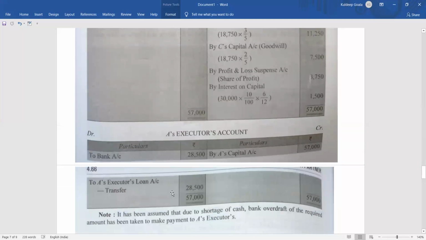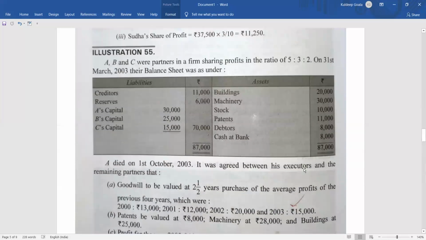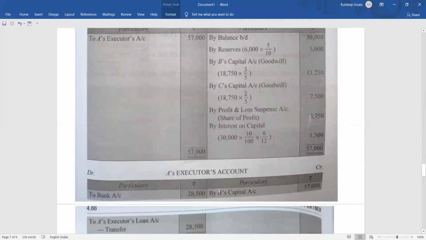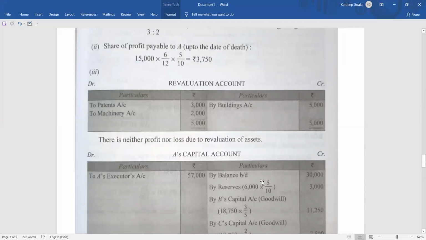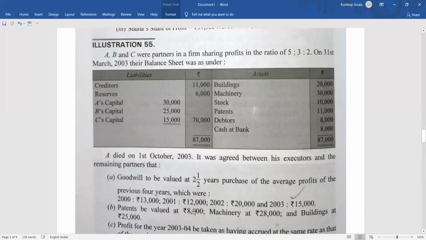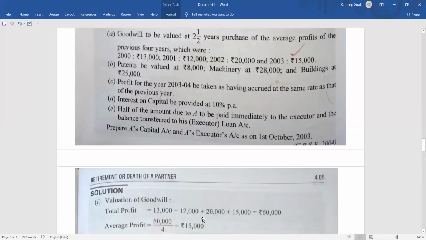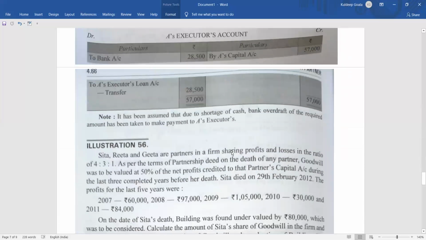Now we can just make a note, since we can see that in the bank balance we had only 8,000, so it's a shortage, so obviously we are going to take the balancing amount as loan. So bank loan. We don't call it bank loan, we call it bank overdraft. So that is why the payment has been settled with the bank. Also another reason for settlement through the bank is that we have got only cash at bank in the balance sheet. So if it is only cash in bank, then we'll mention that the settlement has been done through bank account. So you just make a small note for that. It has been assumed that due to the shortage of cash, bank overdraft for the required amount has been taken to make the payment to A's executor.